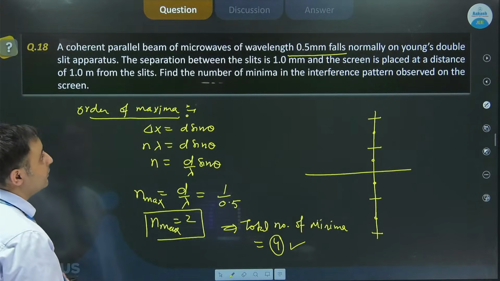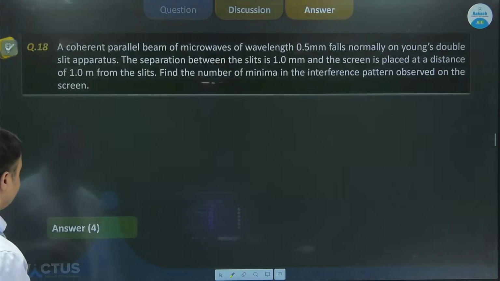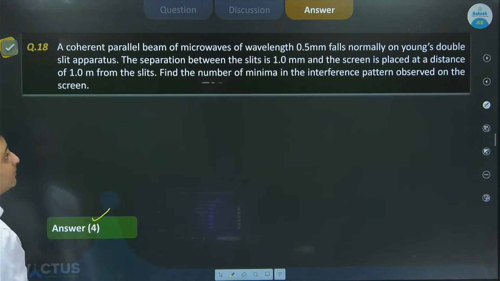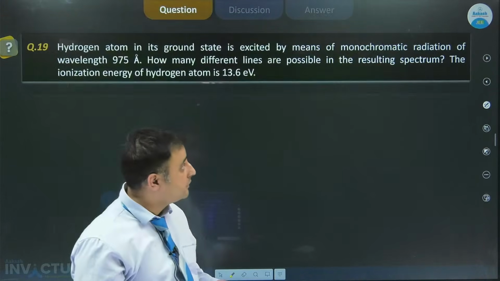So we had to find the number of minima. Let's see the answer. Yes, the number of minima is 4. Now let's move on to the next question.